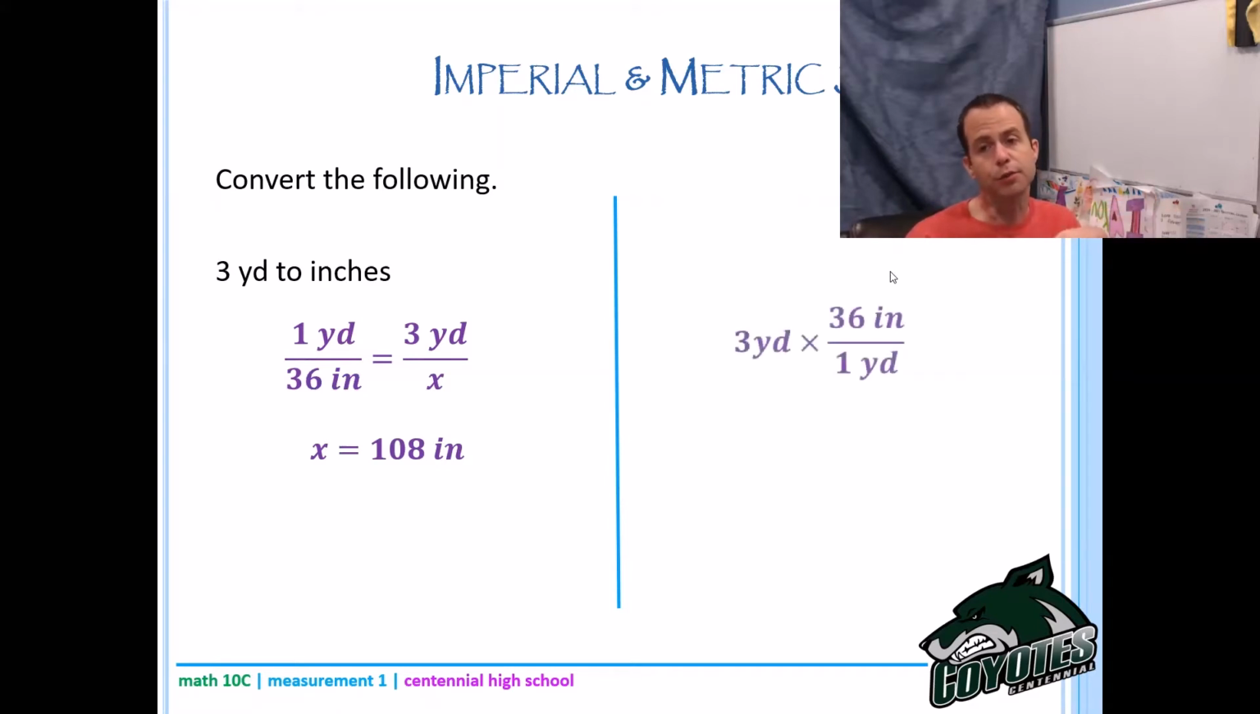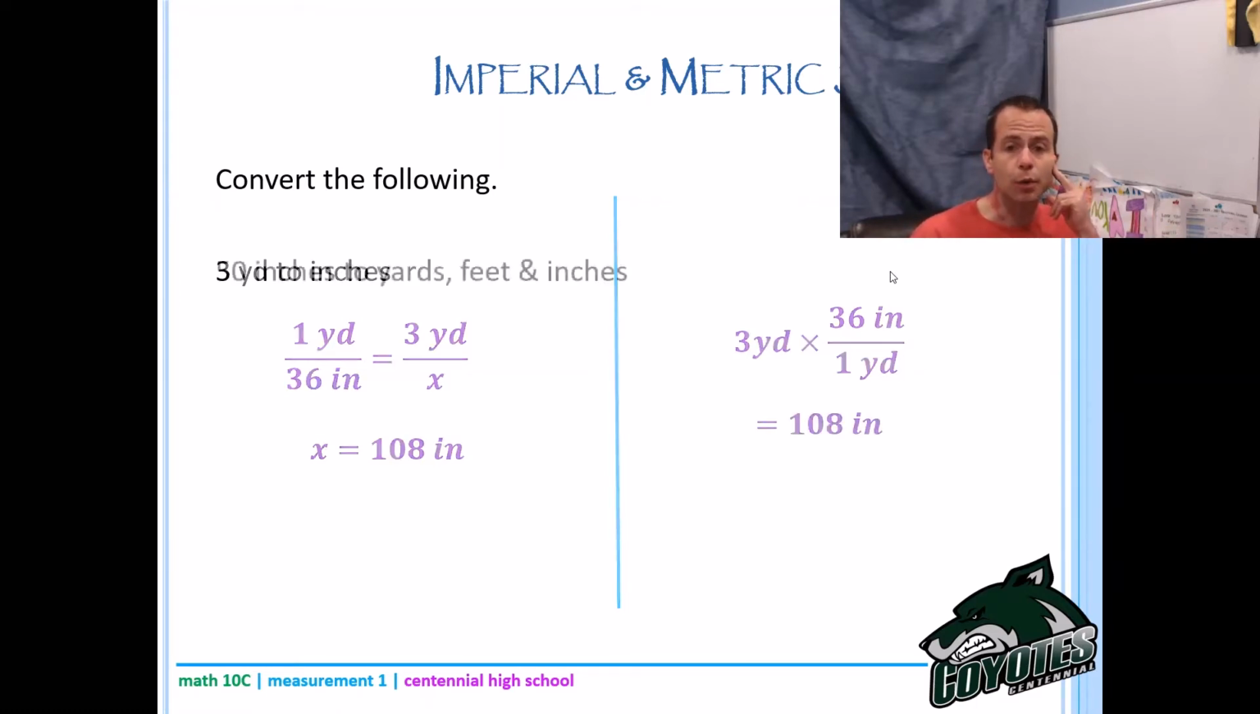If I was going to do this by multiplying by the conversion factor, again, I just set myself up so that the yards will divide each other out. I started with yards, which means yards has to be on the bottom in my conversion factor, okay? And then I still get 3 times 36, which is still 108.